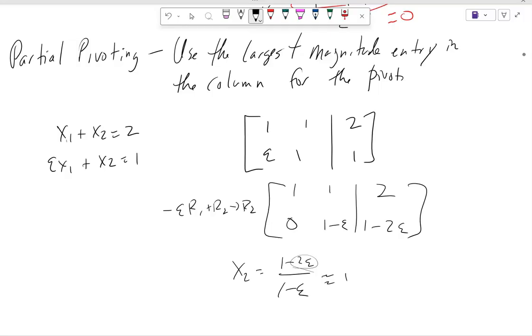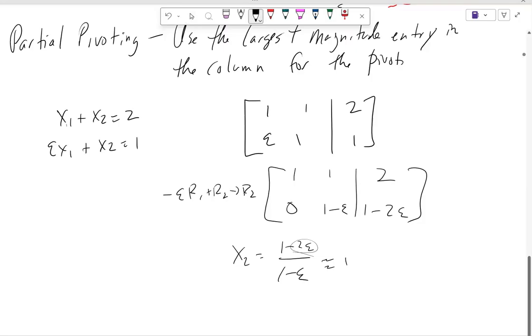And now when you have something that's close to 1, for your x1 now, it's easy. Because now it's just x1 is 2 minus 1 times 1 over 1. There aren't any rounding issues there. We get 1. And so we get the answer that we'd expected.